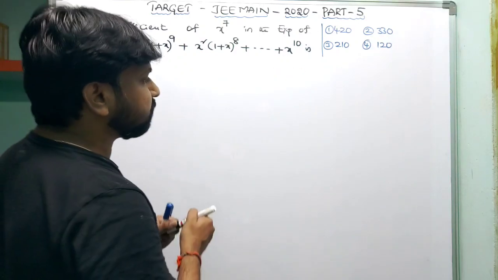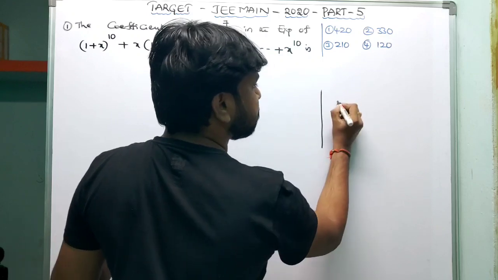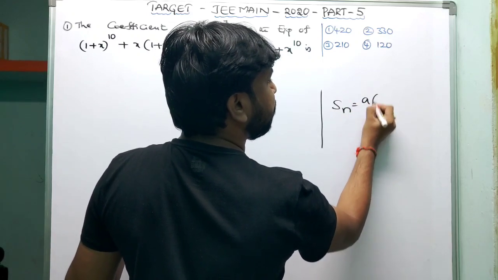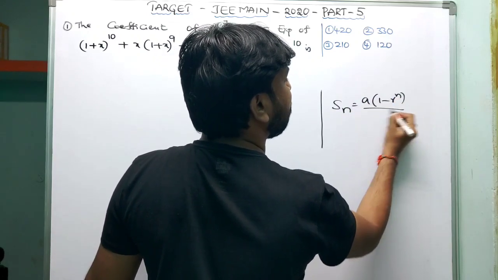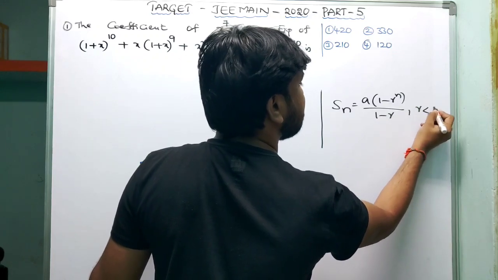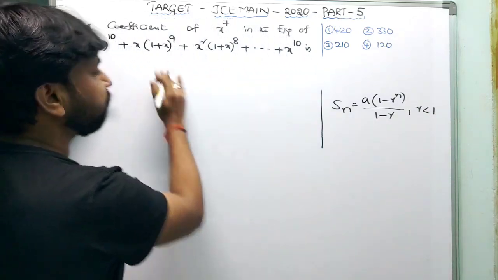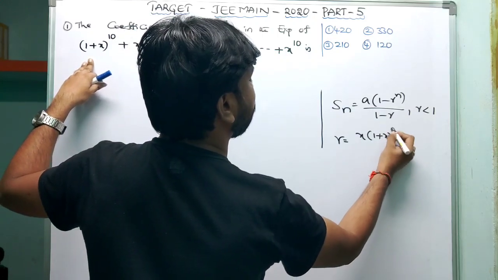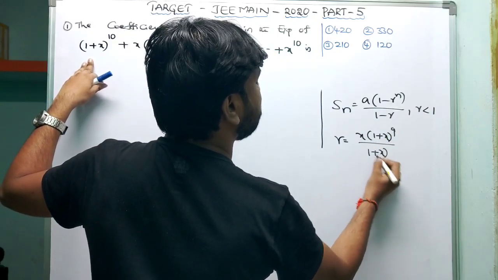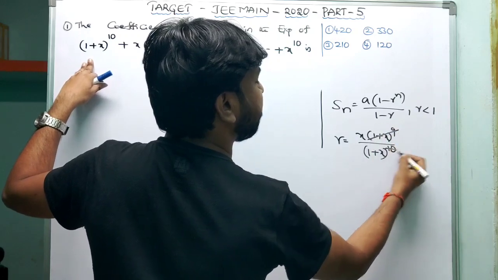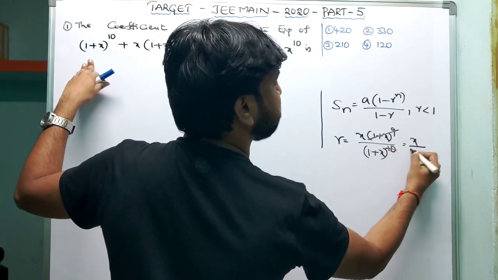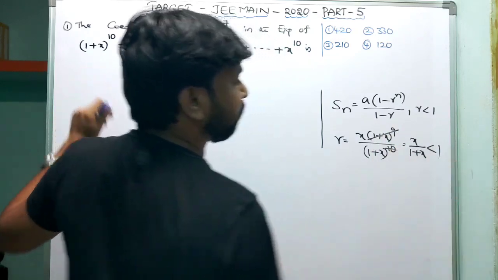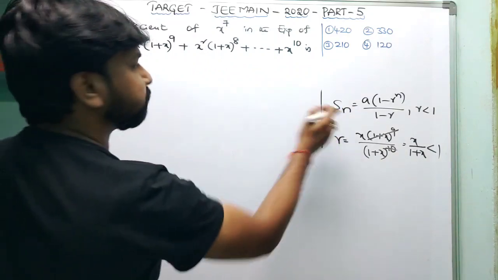Whenever it is GP of n terms, there is a well-known formula, friends. Sn is equal to a into (1 minus r power n) by (1 minus r), where r is less than 1. If you find the r value, that is x into (1 plus x) whole to the power of 9 by (1 plus x) whole to the power of 10, 9 times will be cancelled. You get x by (1 plus x), which is less than 1. So that's why we write this formula.